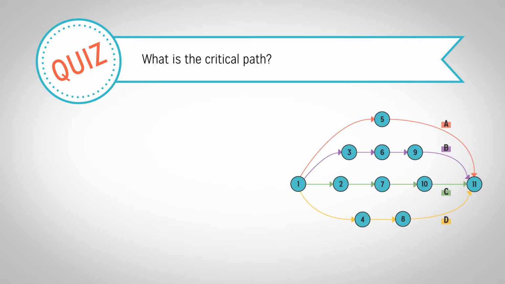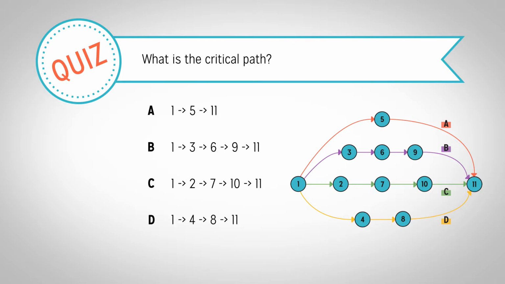In this PERT chart, what is the critical path? A, 1, 5, 11. B, 1, 3, 6, 9, 11. C, 1, 2, 7, 10, 11. D, 1, 4, 8, 11. Or E, you need more information.